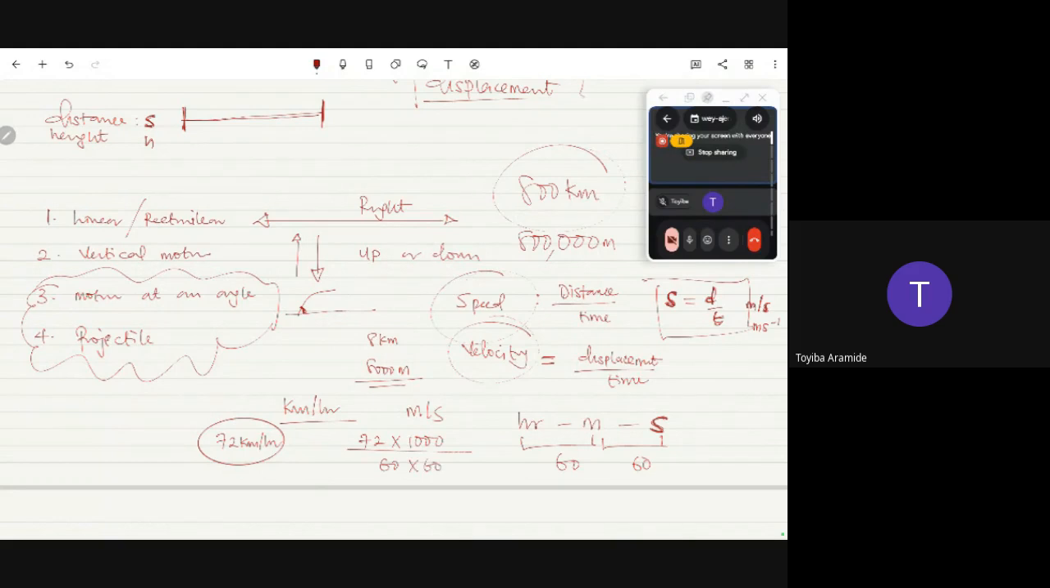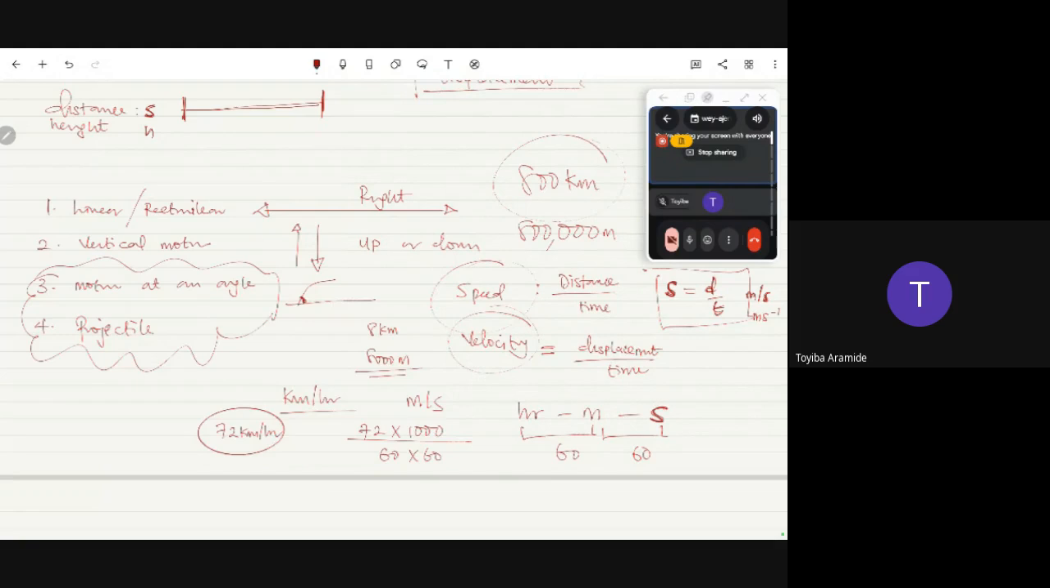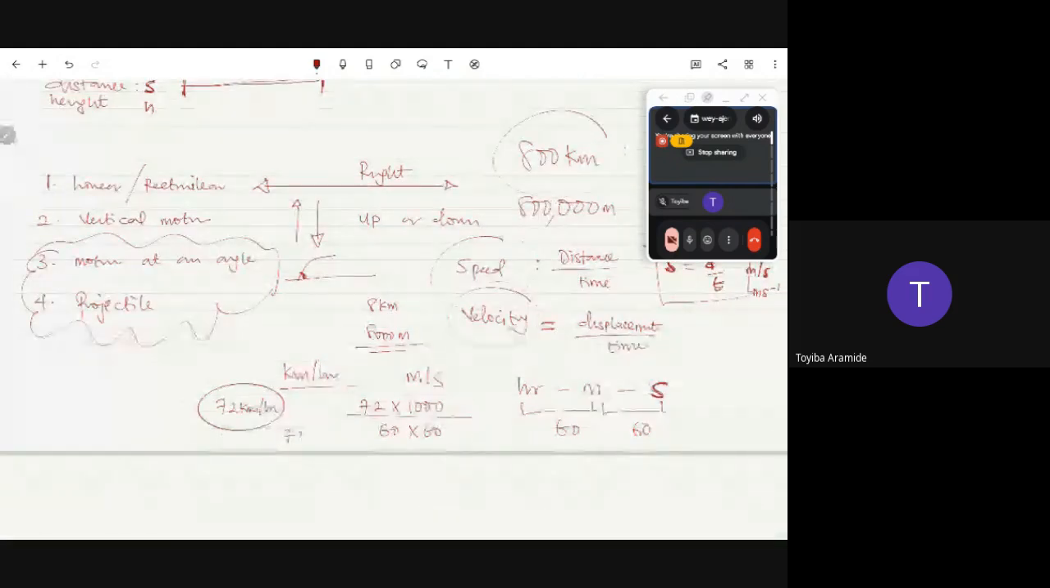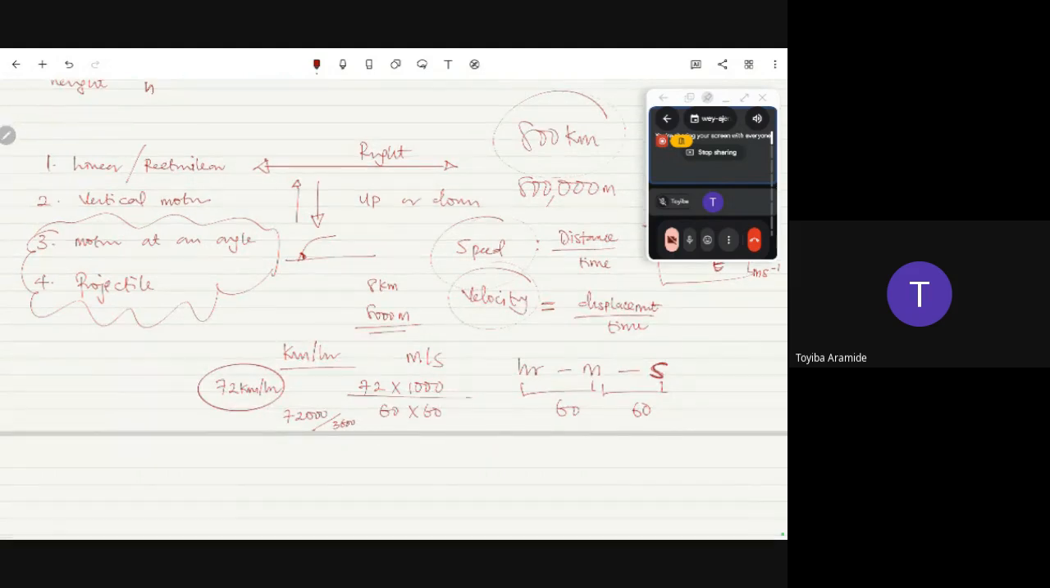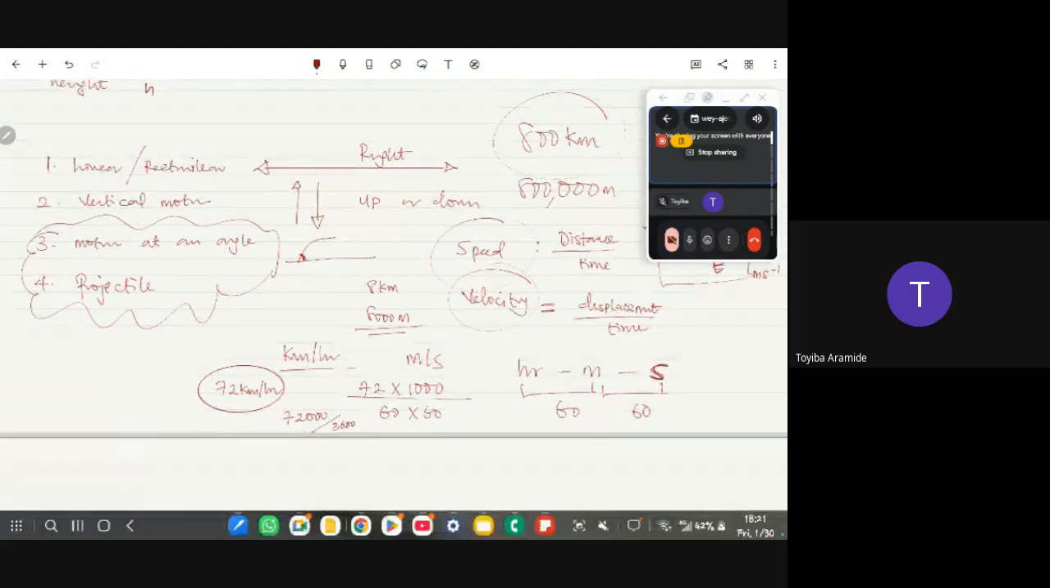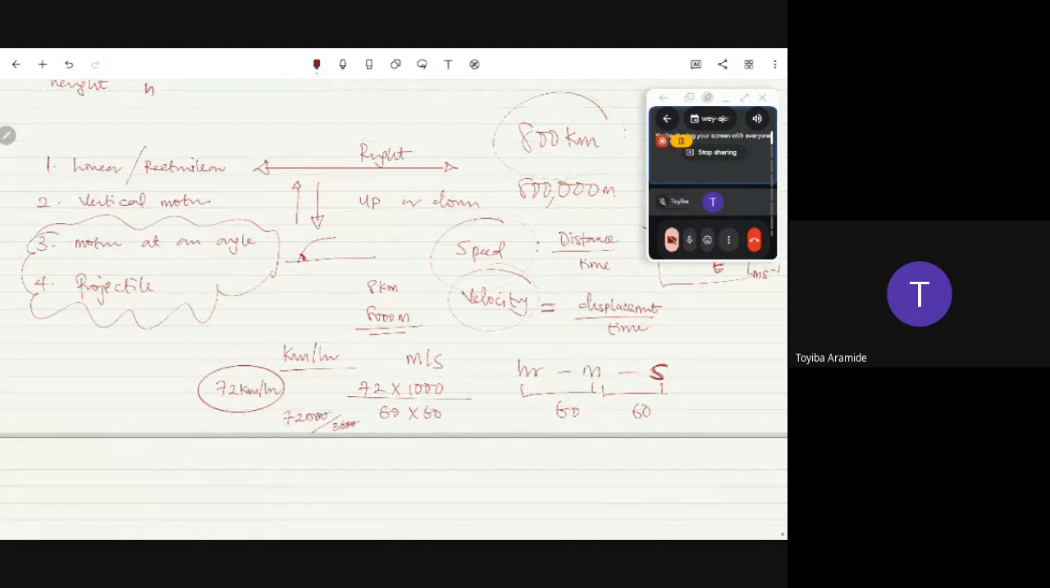So if you do this conversion, 72,000 divided by what? 3,600. That will give you what? 20, 36 and 720. That should be 20 meters per second. You get it?